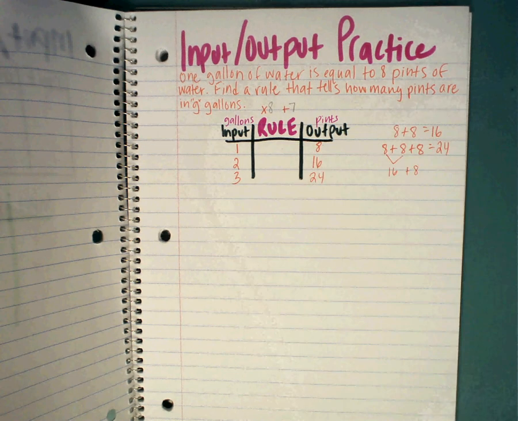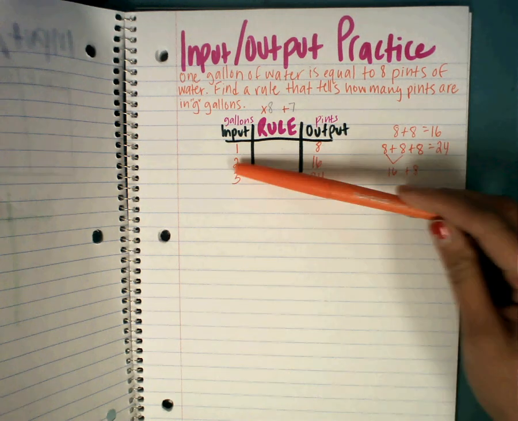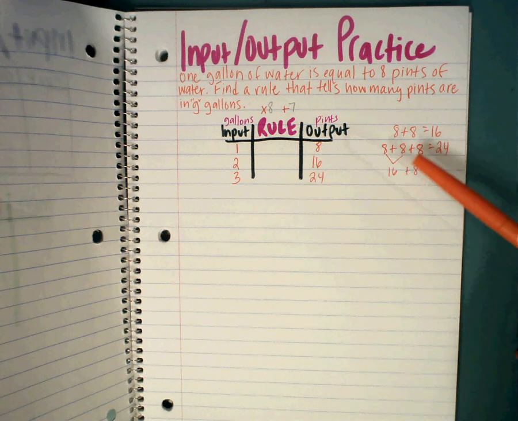So that's how I would set this up. I would go out a couple so that you can see, well, if 1 gallon is 8 pints, well, 2 gallons would be 8 plus 8, which would be 16. 3 gallons would be 8 plus 8 plus 8, which is 24, et cetera, okay?